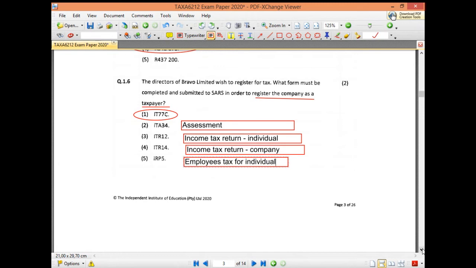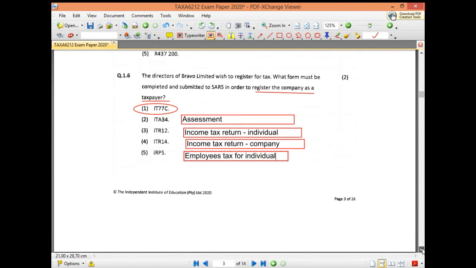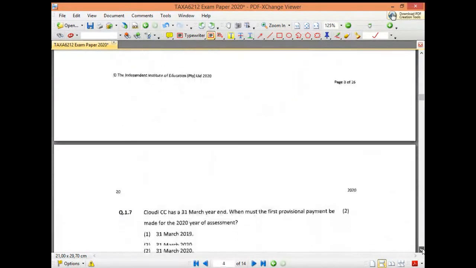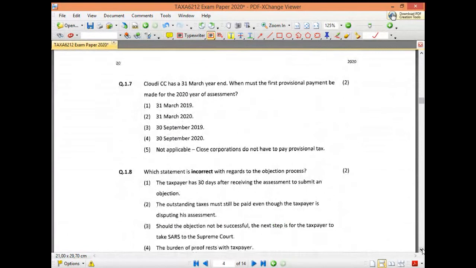Okay, so those are what the different forms are. So please just know specifically the ITR ones is what they would potentially ask if they do not ask you to register as a company. Okay, then question 1.7, they tell you Claudia has a 31st March year end.